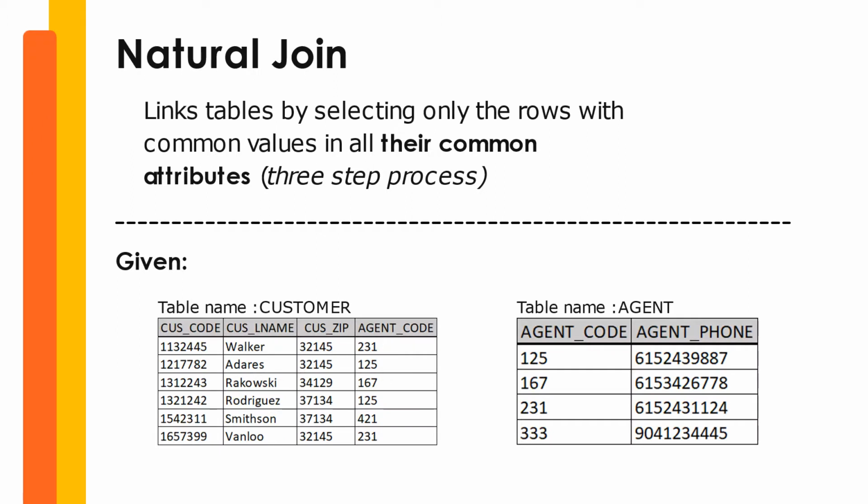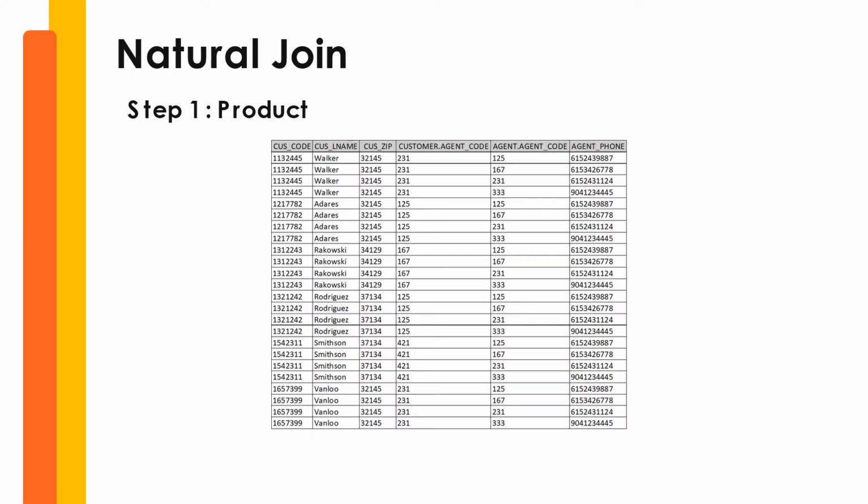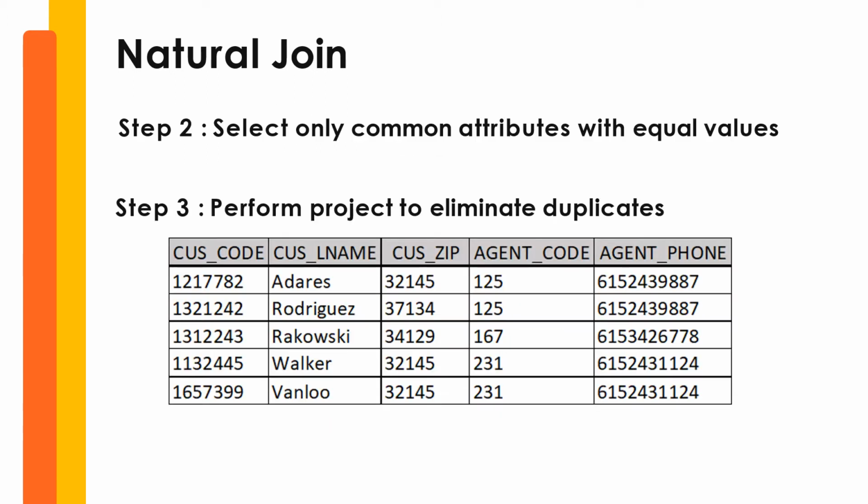Natural join links tables by selecting only the rows with common values in all their common attributes. It's a three-step process, and let's take a look at the following example. So, for example, we're given the customer table and the agent table. Step 1, we're going to get the product of the two tables. Step 2, we're only going to select the common attributes with equal values. And step 3, we're going to perform project to eliminate the duplicates.